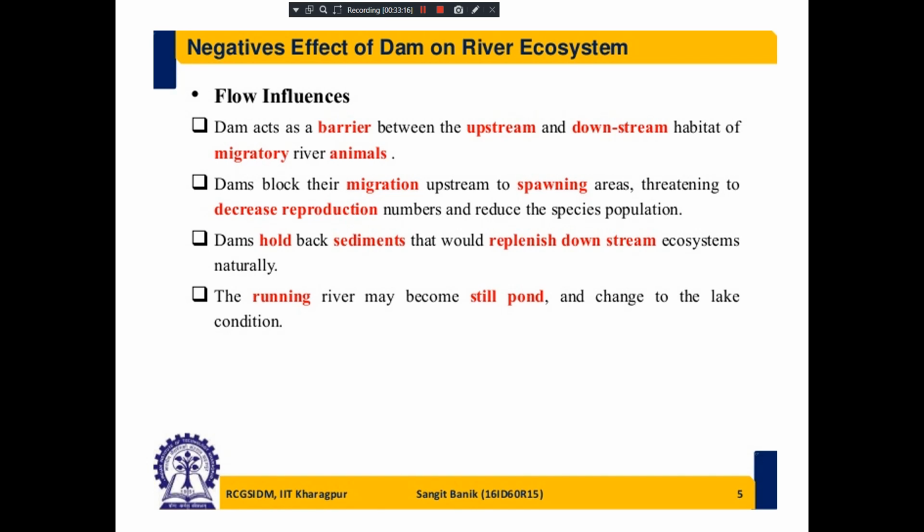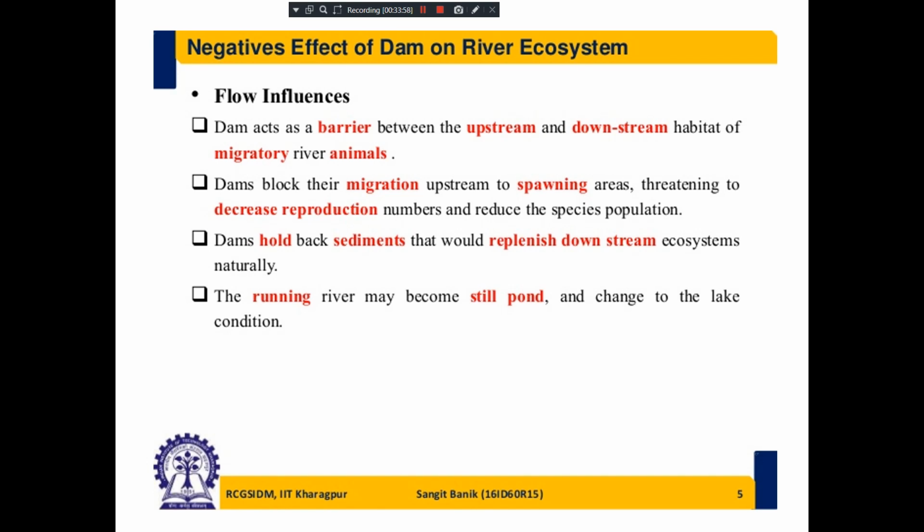Especially the students of biology know how important this migration is. When the fishes go there, they lay eggs, and the eggs hatch. The young ones come out, move down the river, and reach the ocean. So the fish catch in the ocean has drastically come down. There are many fishes which migrate from rivers to sea for laying eggs, and other groups of fishes also can't, because of this dam construction. This threatens spawning, decreases reproduction, and reduces the species population.